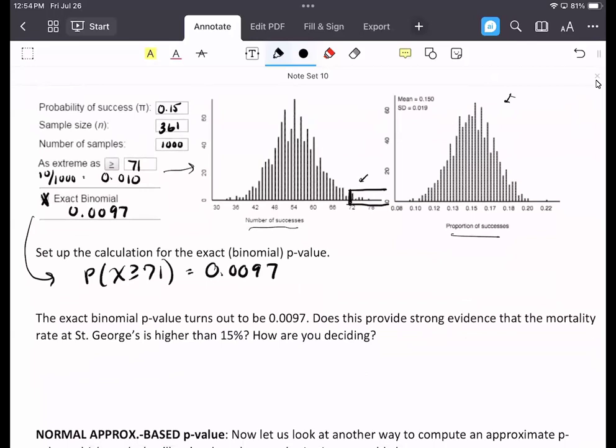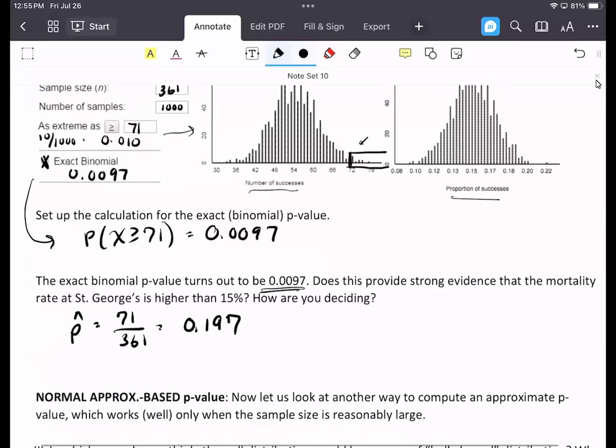Does this provide strong evidence that the mortality rate at St. George's is higher than 15%? How are you deciding? Well, looking at our new p-hat, it is now the 71 out of 361, which gives me 0.197. I say, given the very small p-value, St. George's does have a higher mortality rate. We have strong evidence here, very strong evidence that their rate is higher than the 15%.